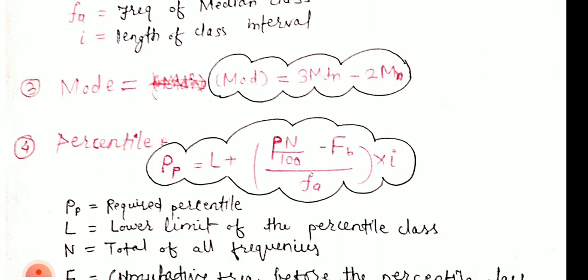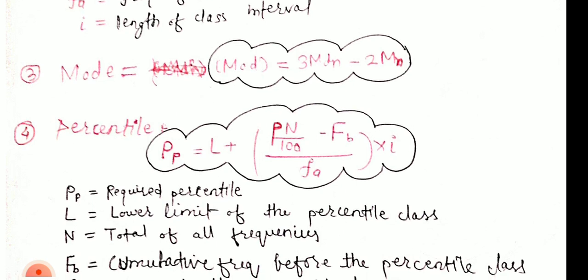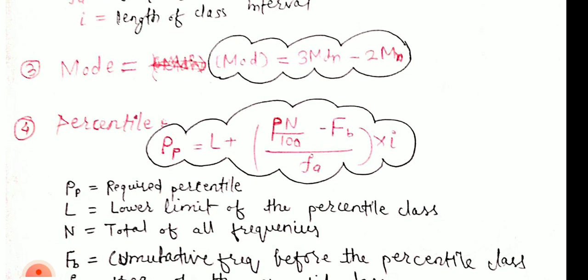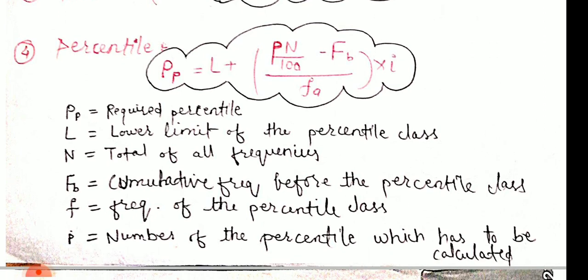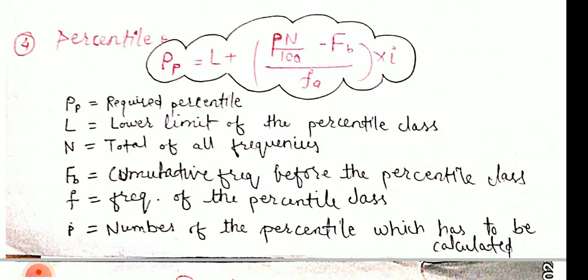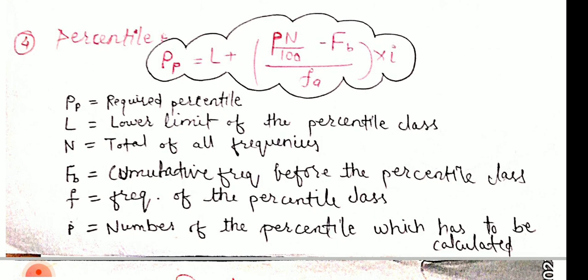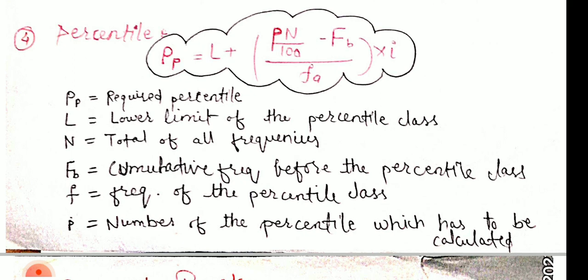Next is mode. Mode is equals to 3 median minus 2 mean. Okay, next is percentile, that is PP, that is percentile point. Okay, PP is equals to L plus Pn by 100 minus FB divided by FA multiplied by I.